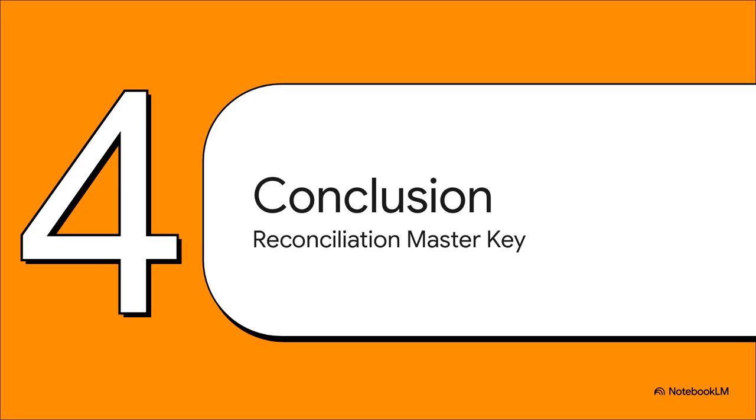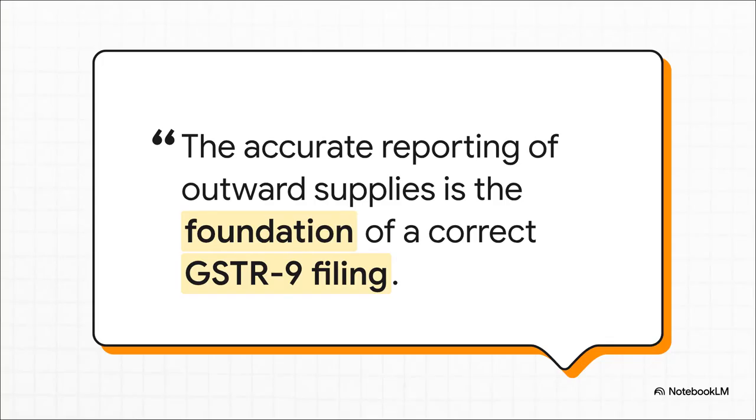And that's pretty much it. Taxed sales, no tax sales, and the time travelers. By sorting every single transaction into these 3 simple buckets, you now hold the master key to reconciling your outward supplies. This quote really is the absolute truth when it comes to GSTR-9. Your sales data is the foundation, and if you get that part wrong, the errors will just ripple through the entire return, creating problems absolutely everywhere.